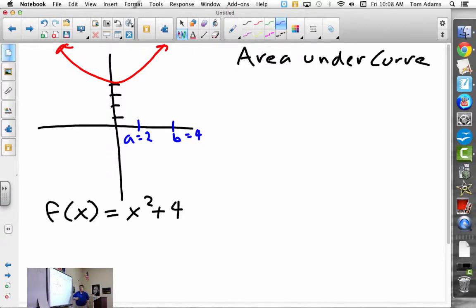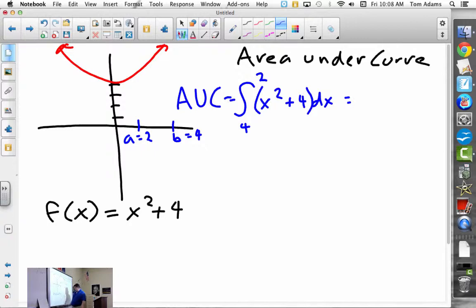Now what that means is, the notation kind of looks like this. Okay? And this will be the area under the curve. So that's what I'm going to end up teaching you eventually. It's calculus, but we're going to take the antiderivative and then evaluate from 4 to 2, and that gives us the exact area under the curve.